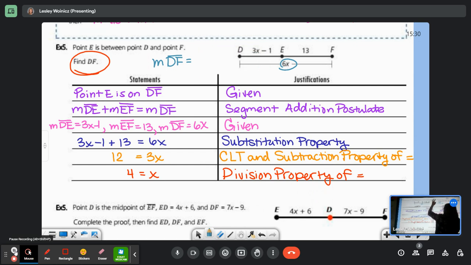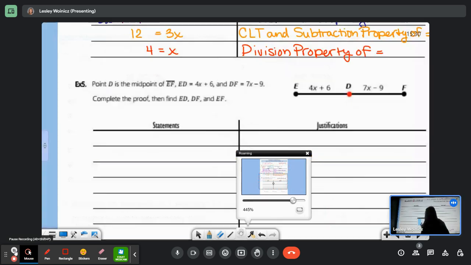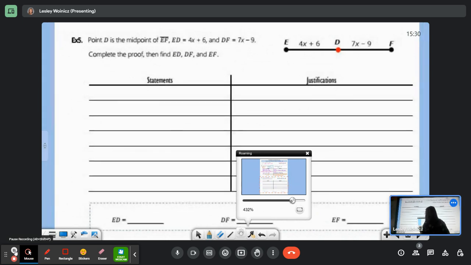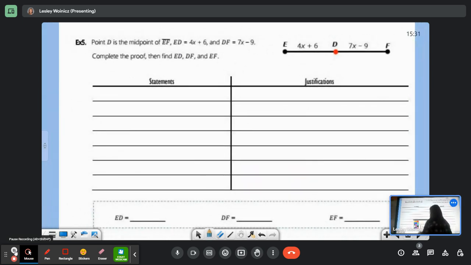Okay, that was a lot. Questions? Okay, let's do one more. I'm not going to forget the givens this time. I have you guys here to remind me.